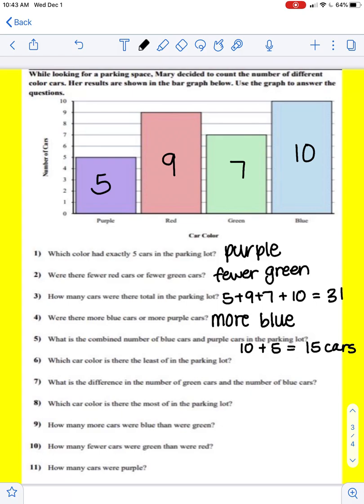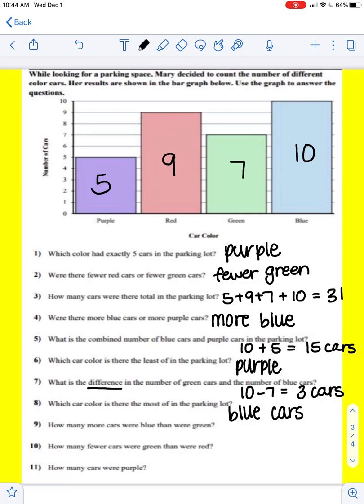Which car color was there least of in the parking lot? Well, we know that 5 is less than 7, 7 is less than 9, and 9 is less than 10. So purple had the least amount of cars. What is the difference in the number of green cars and the number of blue cars? So we are going to take 10 minus 7 because it's asking for the difference. And the difference there is 3 cars. Which car color is there the most of in the parking lot? We know that 10 up there is the greatest number. So there were the most blue cars.